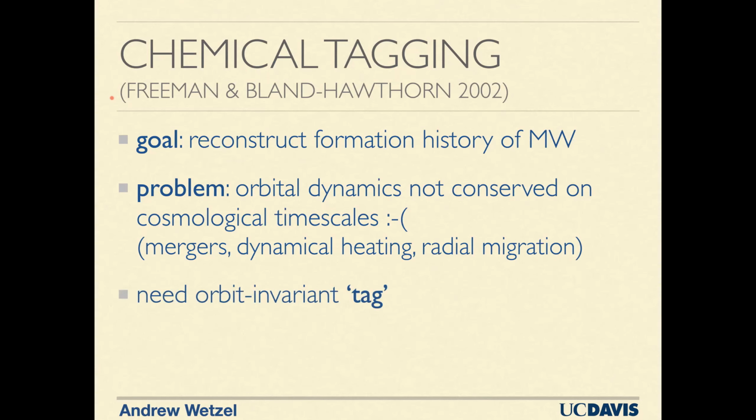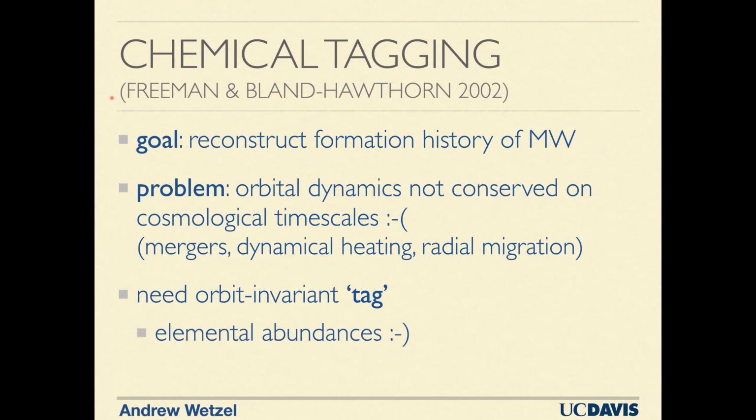So what we really want is some sort of orbital invariant tag, so that we can look at a star and know that this property of the star did not change between the time it formed and today, so that we can use that to basically reconstruct populations of stars and reconstruct regions of the formation of the disk across cosmic time.